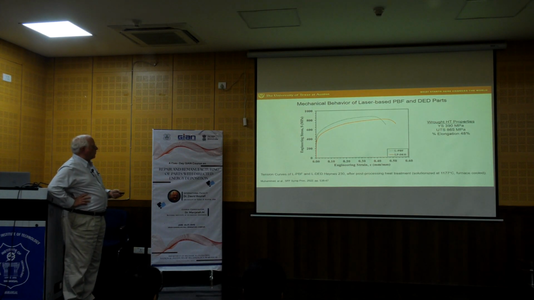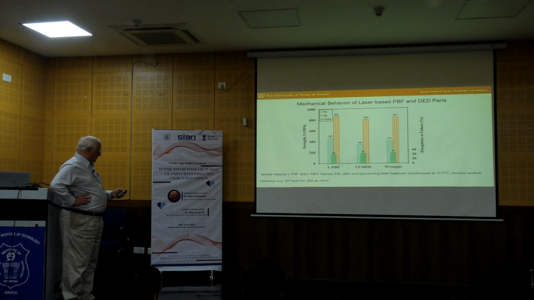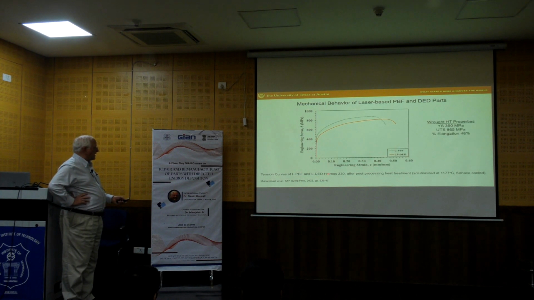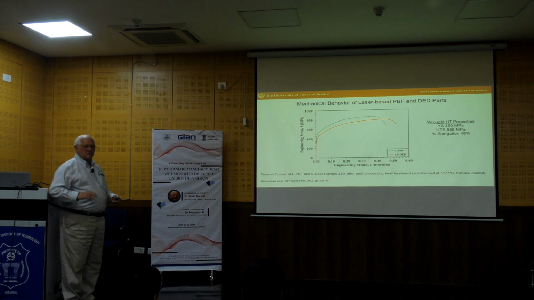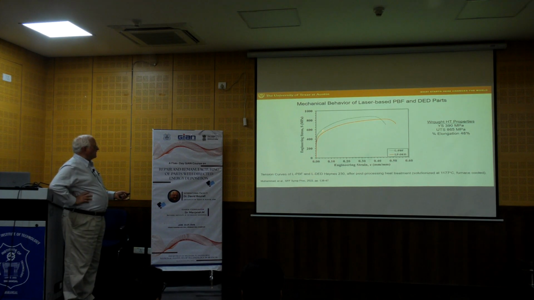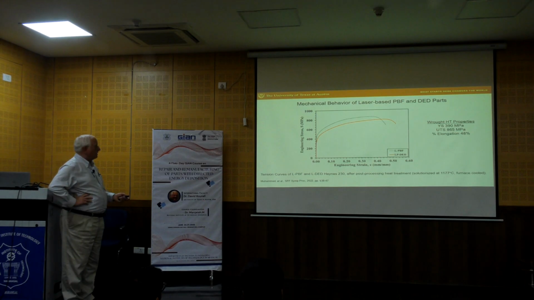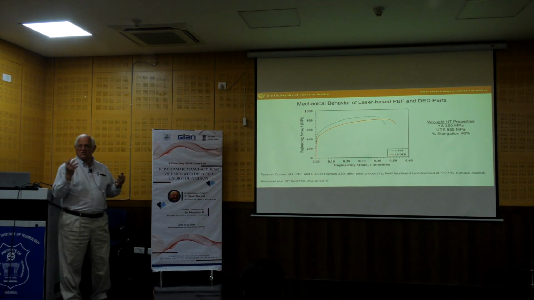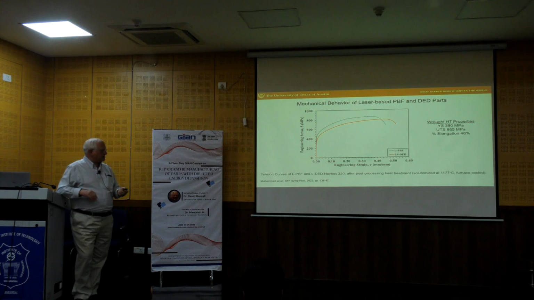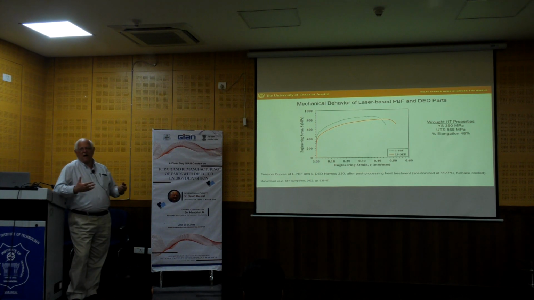What this shows is data for Haynes 230, I guess, the nickel-based alloy that was solutionized and furnace cooled. So it was given the same treatment, but the dotted line is powder bed fusion, and the red line here is for laser-based DED. And this is just a standard engineering stress-strain curve from a tension test. And what we see is, I would look at this and say we're pretty much the same in terms of the properties.